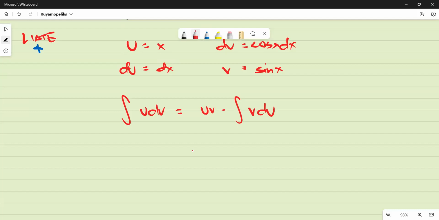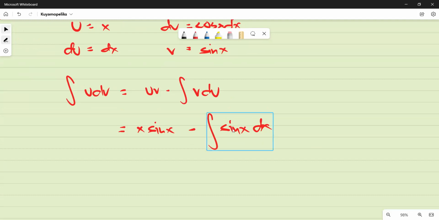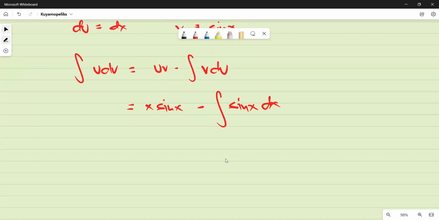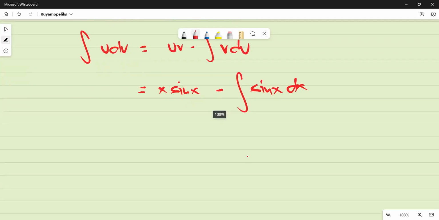Ano yung u natin? X. Ano yung v? Sin x. Minus integral. Ano yung v? Sin x. Ano yung du? Dx. Question: diba may integral pa rin dito? Pero we are aware that sin x dx is integrable na. We can integrate this using integration ng trigonometric functions na. So basic na siya, no?